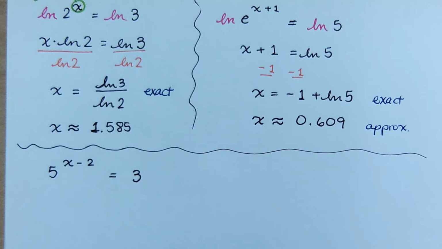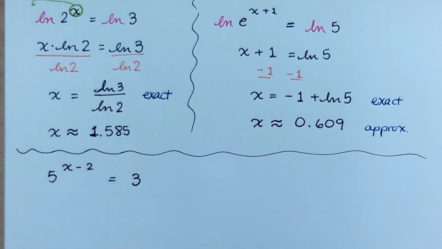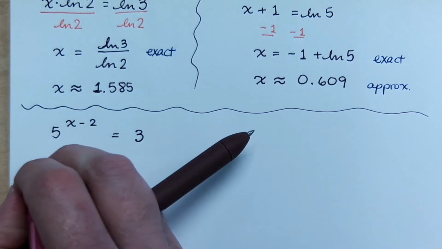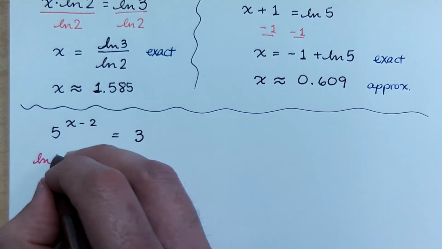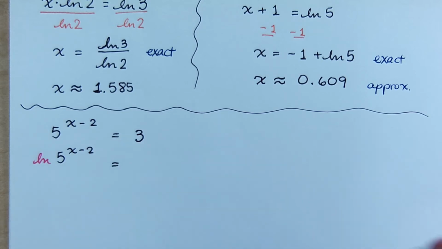Doesn't matter though. So if you want to do ln and somebody else wants to do log, does it matter? No. Your answers might look a little bit different at the end, so instead of having natural log over natural log, you'd have log over log. It's still going to be the same thing. So I tend to do natural log. I don't even know why. So the natural log of 5 to the x minus 2 equals the natural log of 3.